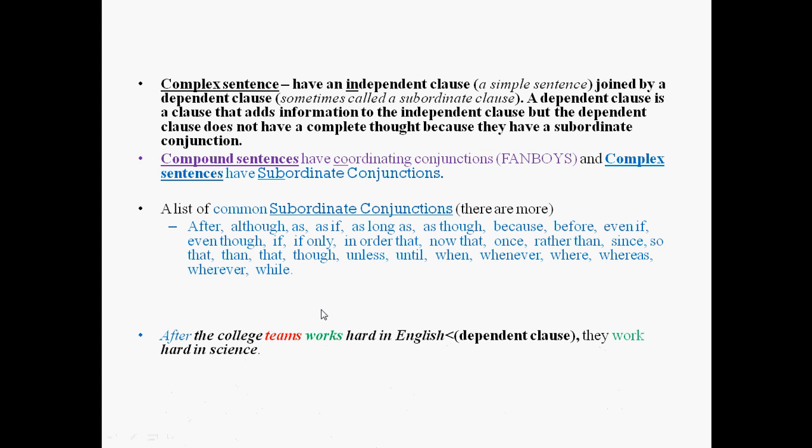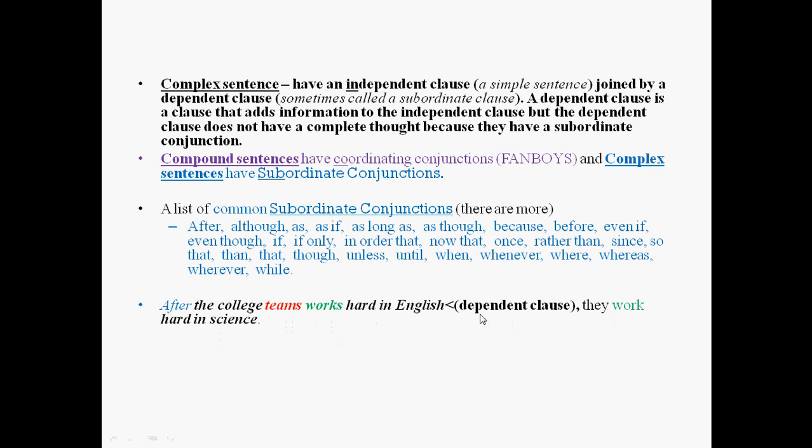So I'm going to need to have an independent clause. They work hard in science is a sentence all by itself. It's a very simple sentence. Work hard is what they do. The subject is they, and what they do is work. This part, after the college teams work hard in English, it has the subject and the verb, but it has this subordinate conjunction that's kind of messing up the idea. I'm waiting for the rest of the thought. After the college teams work hard in English, what about that? Oh, they work hard in science.